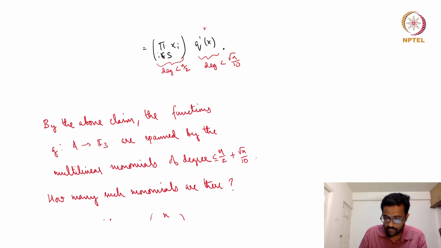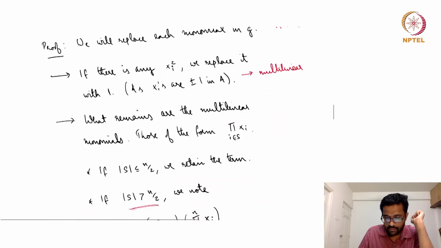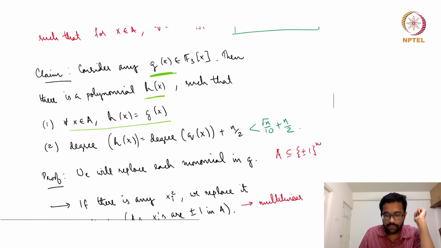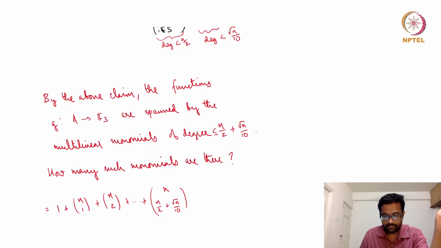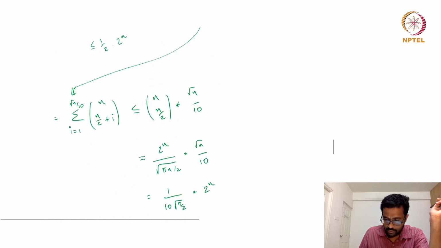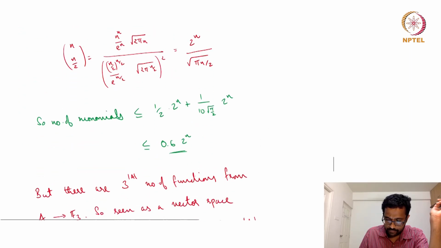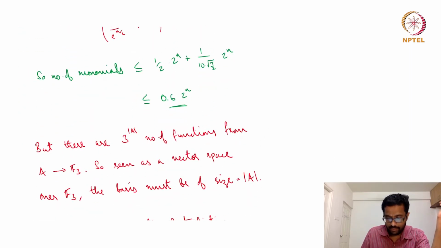Okay, what is the contradiction? As I already said, how many functions are there? Consider all the functions that go from A to F3. How many functions are there that go from A to F3? So the number of functions is actually 3 power |A|.